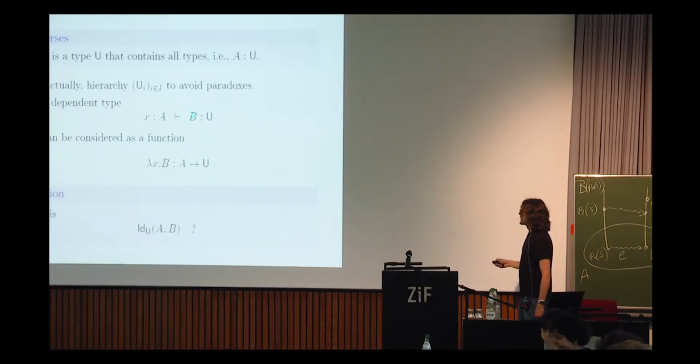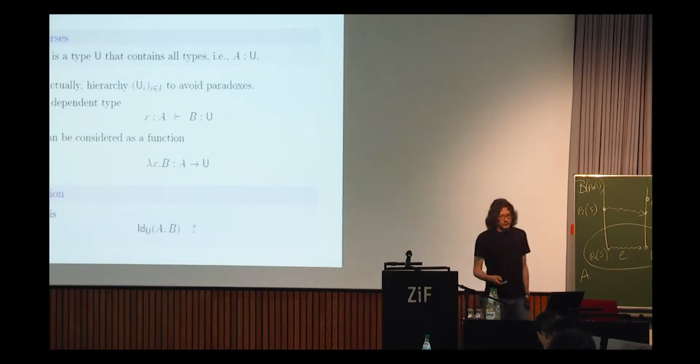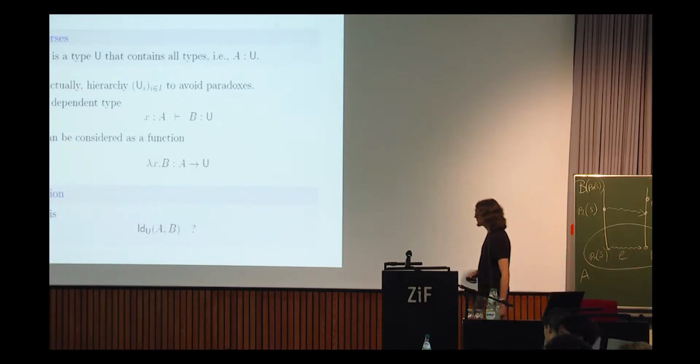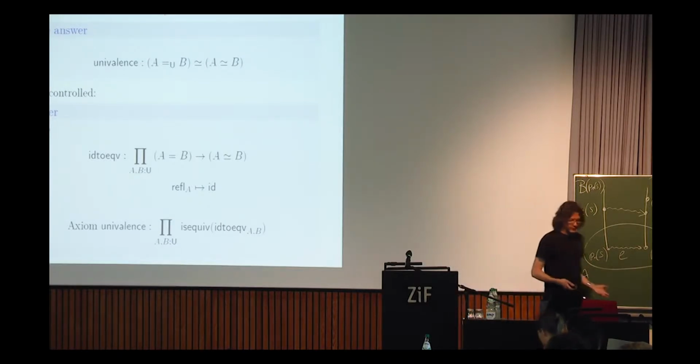Also here, I should make sure that all those B_x are in the same universe, the same universe level. But we ignore these levels for the time being. So then, once I have a universe, there's the question: what is the identity type of two types? Or what is the type A equals B, to use the same notation as the equal notation. And the univalence axiom gives an answer to that question.